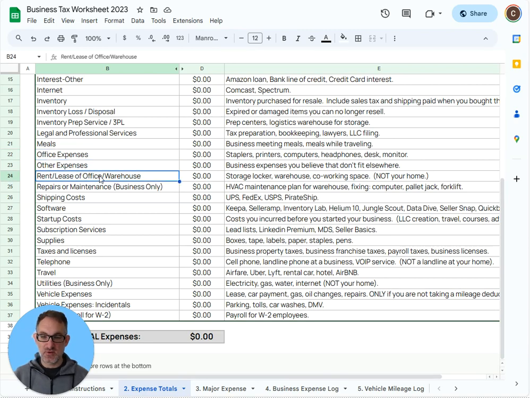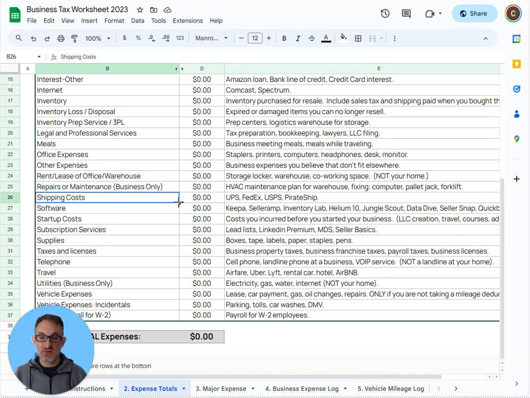Other things you have is if you're paying for a storage locker or a warehouse, you can write that off. If you have shipping costs, that would be anything you've sent out via UPS, FedEx, USPS, Pirate Ship. Those are all written off as well. Another one will be software. Any sort of software tools you're using in your business, all of those can be written off too.